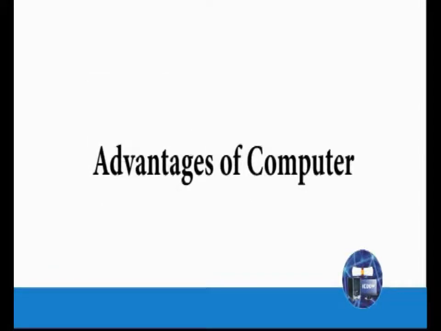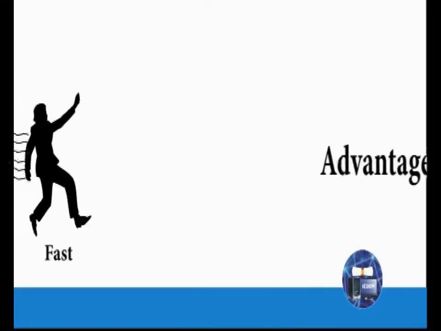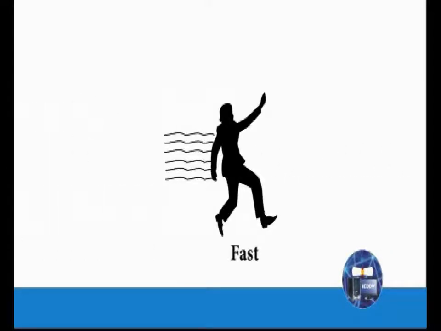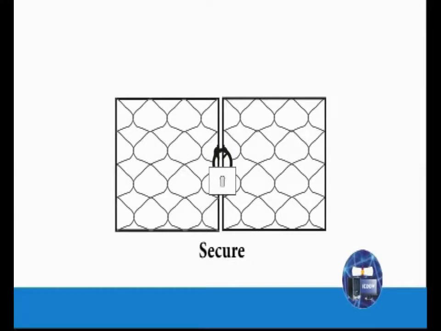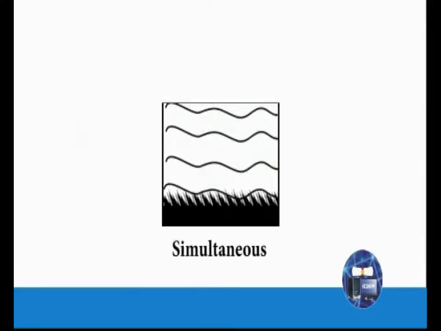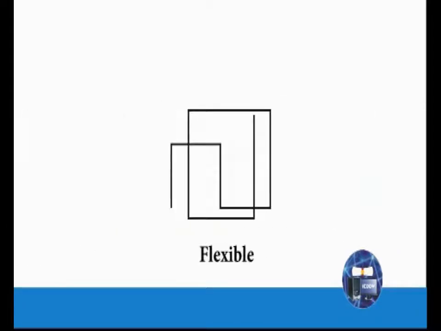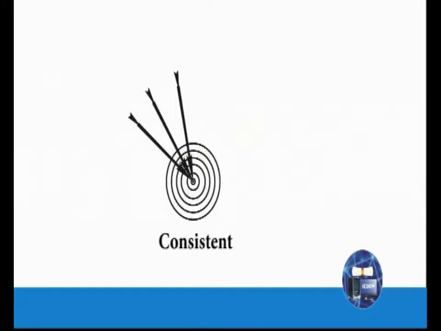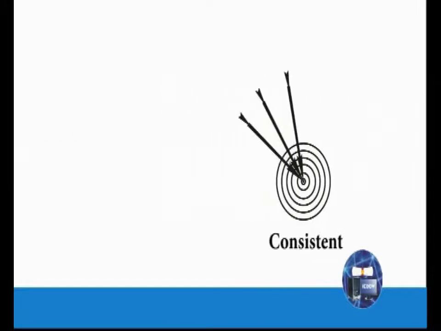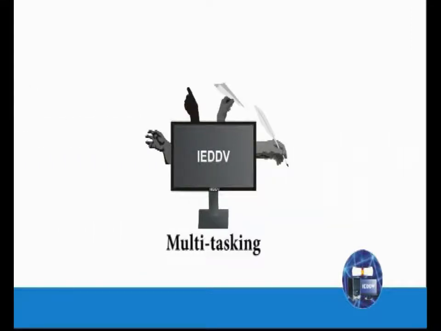Advantages of computer. Computer is fast. It handles millions of operations in a second. It is secured, simultaneous, flexible. It is accurate, consistent, multitasking, etc.